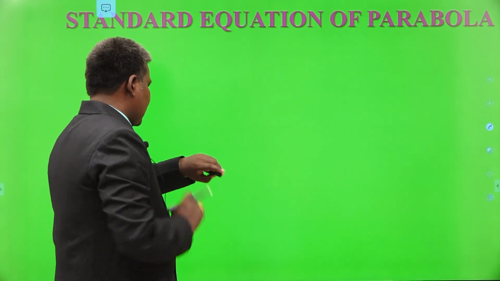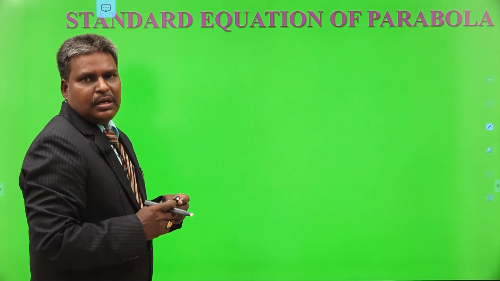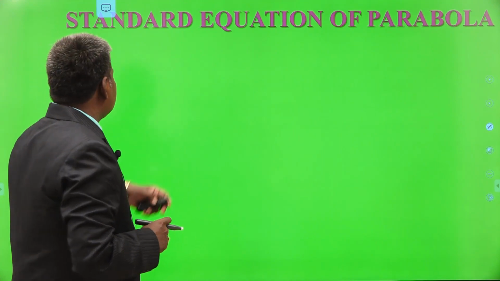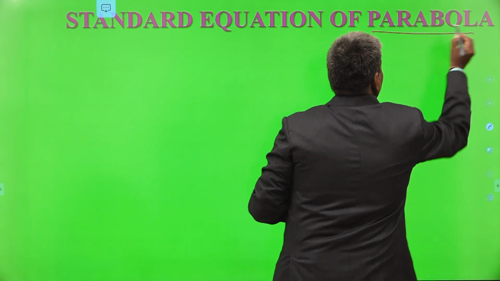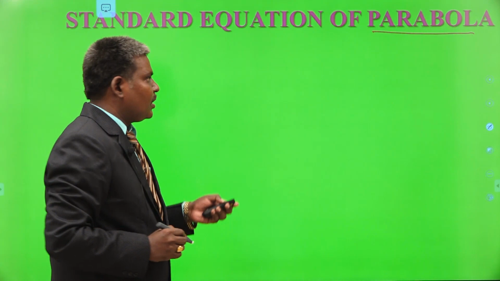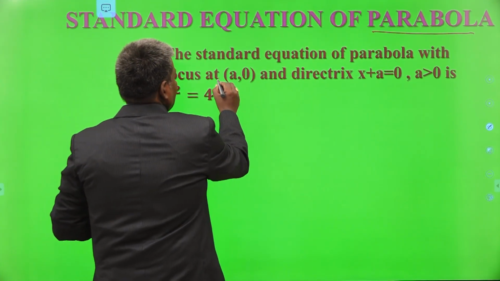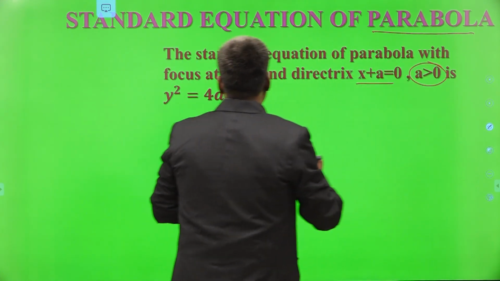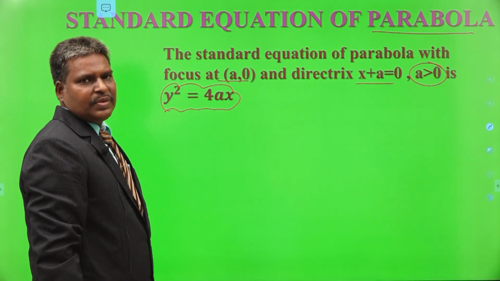Let us see the standard equation of the parabola. Your first conic is the parabola. How to derive the standard equation of the parabola? The standard equation of the parabola with focus at (a, 0) and directrix x + a = 0, where a is greater than 0, is y square is equal to 4ax. Standard form of the parabola.